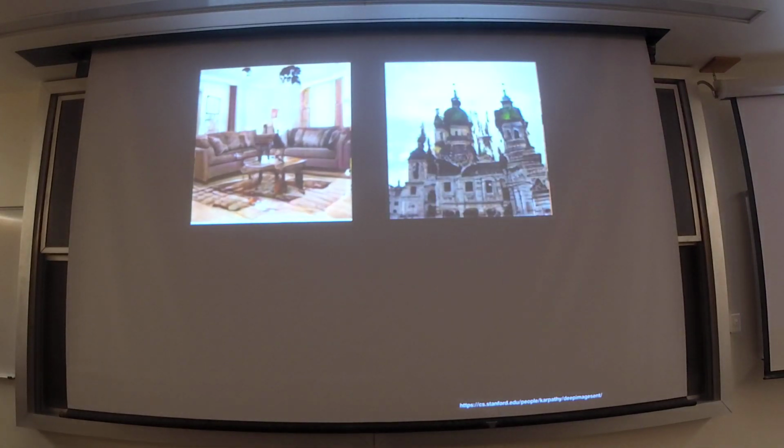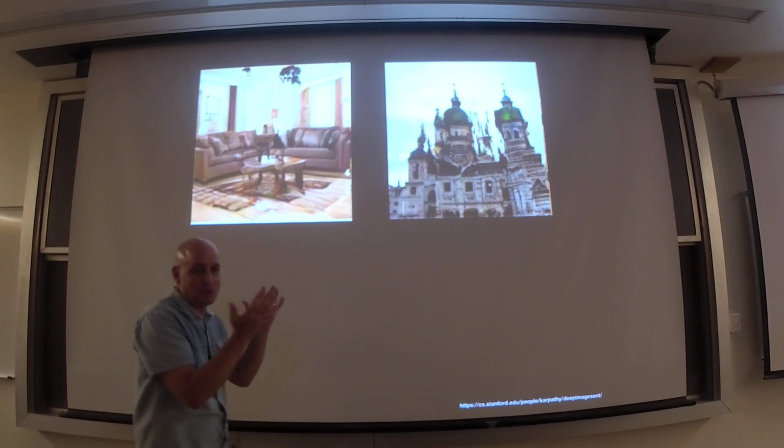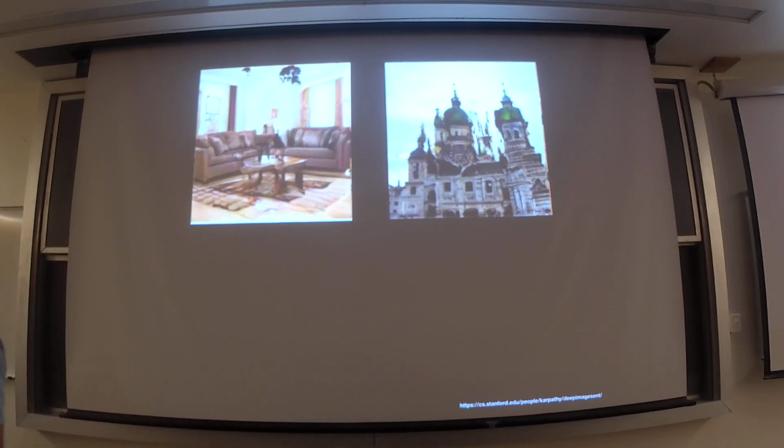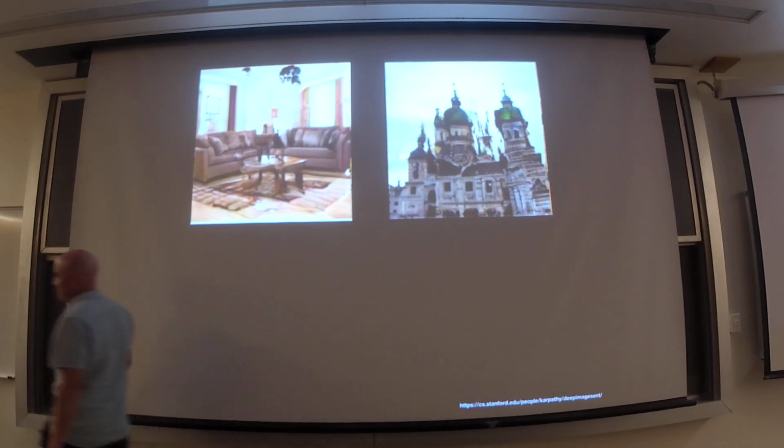Same thing here. I actually can't remember what this was trained on, but obviously architectural images, like it looks like you're traveling through Europe or something. But it's also not quite right. This part of the roof is definitely not how it would have been built.